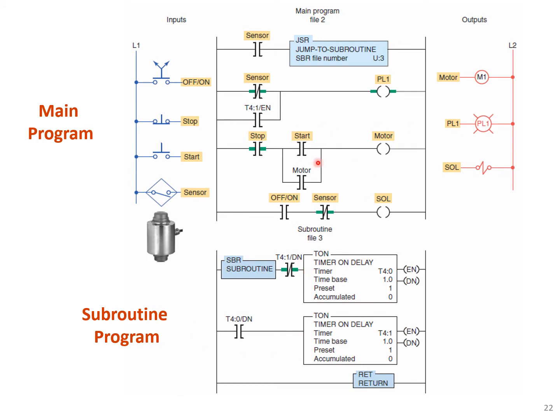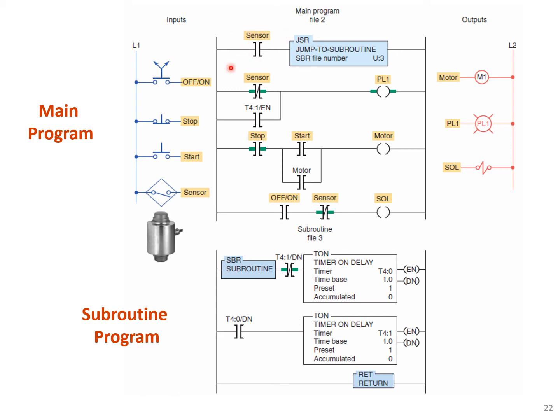Okay, see the way they program it. Here we have our main program, and here we have a subroutine program. So for the subroutine, we are using SPR, so the software knows, the program knows that this is a subroutine. Yes, at the end we have a return. And here we have jump to subroutine.